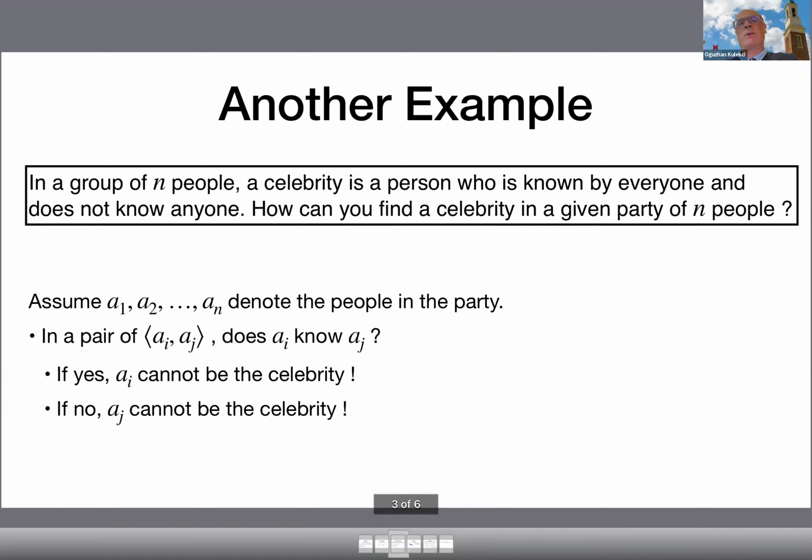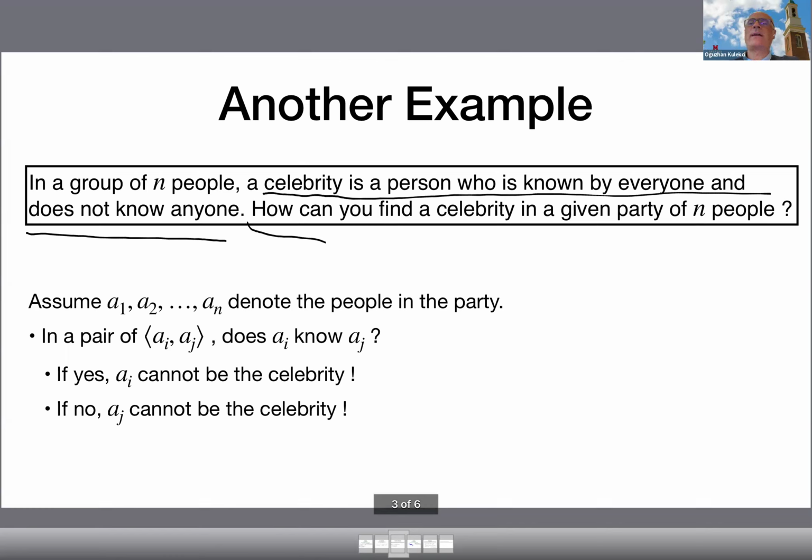This time our problem is that there is a party, and in this party there are n people, and one of those guys is a celebrity. A celebrity, a very famous person, which means that this famous person does not know anyone in the party, but all the others know that celebrity very well. So this is the definition of the celebrity, who is known by everyone, and the celebrity does not know anyone in this party.